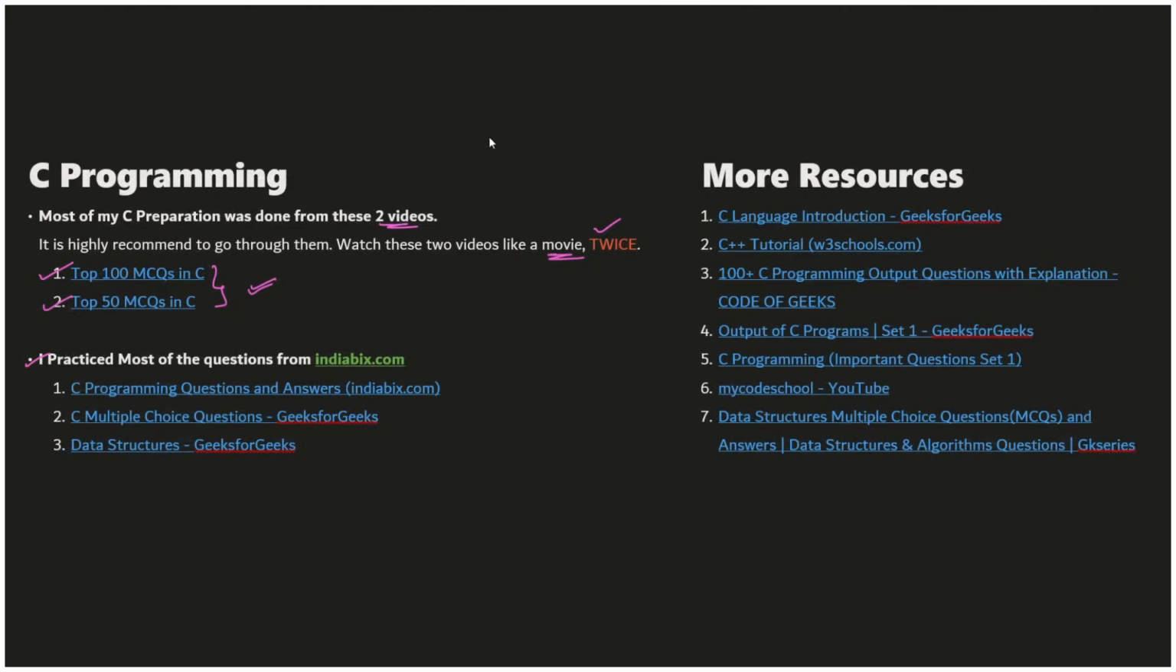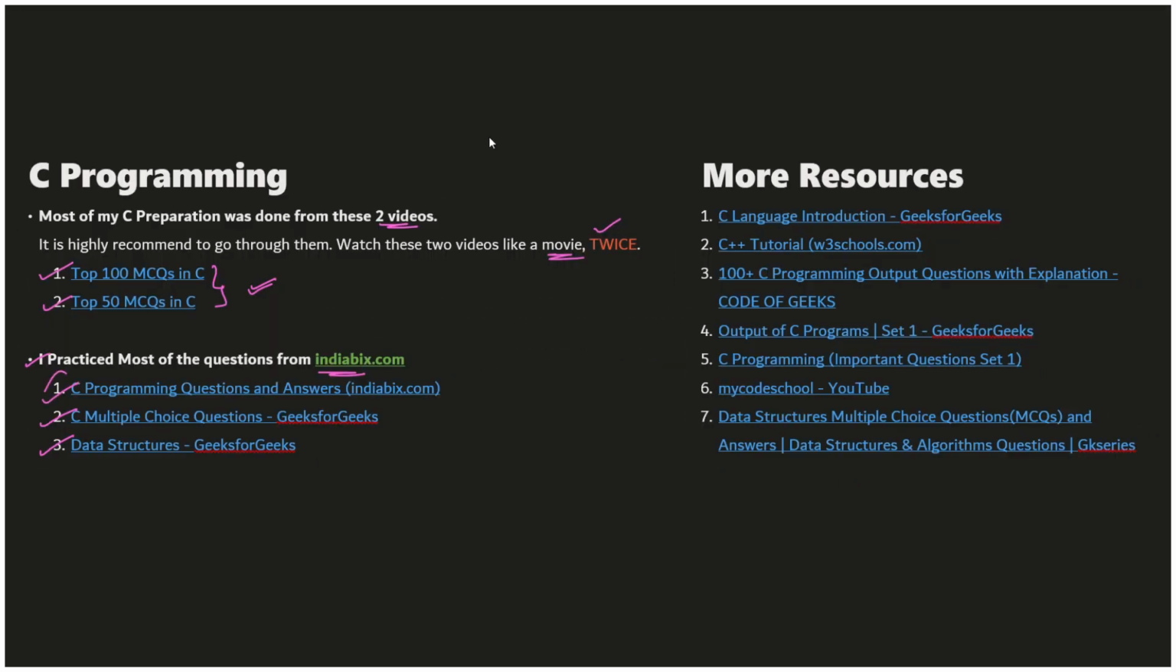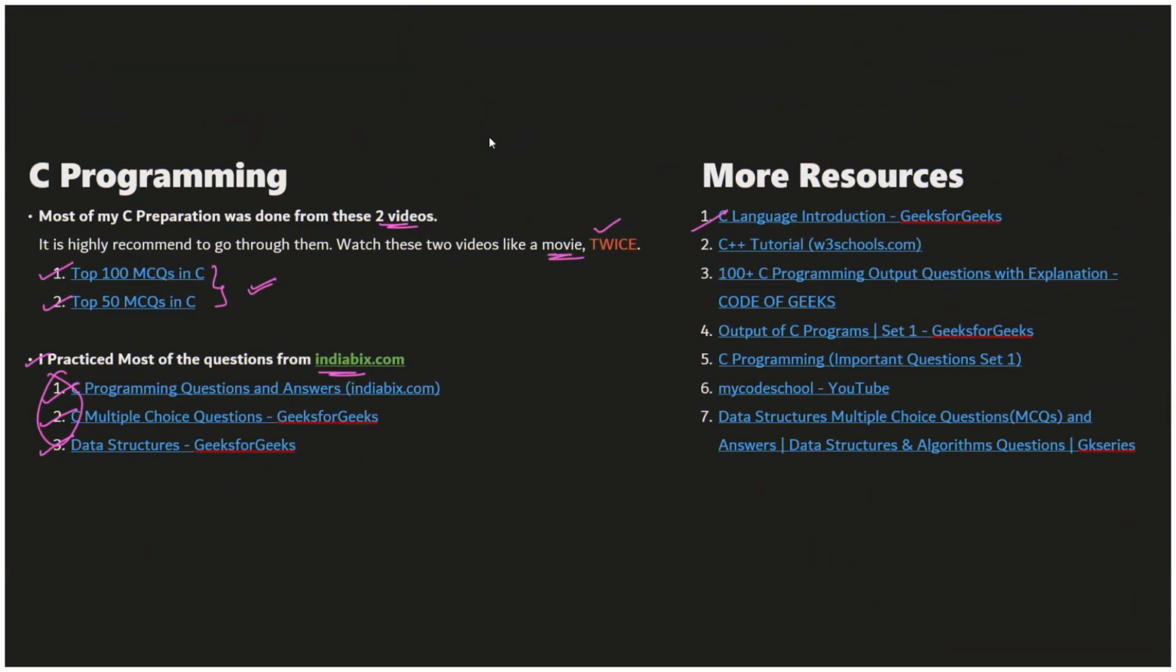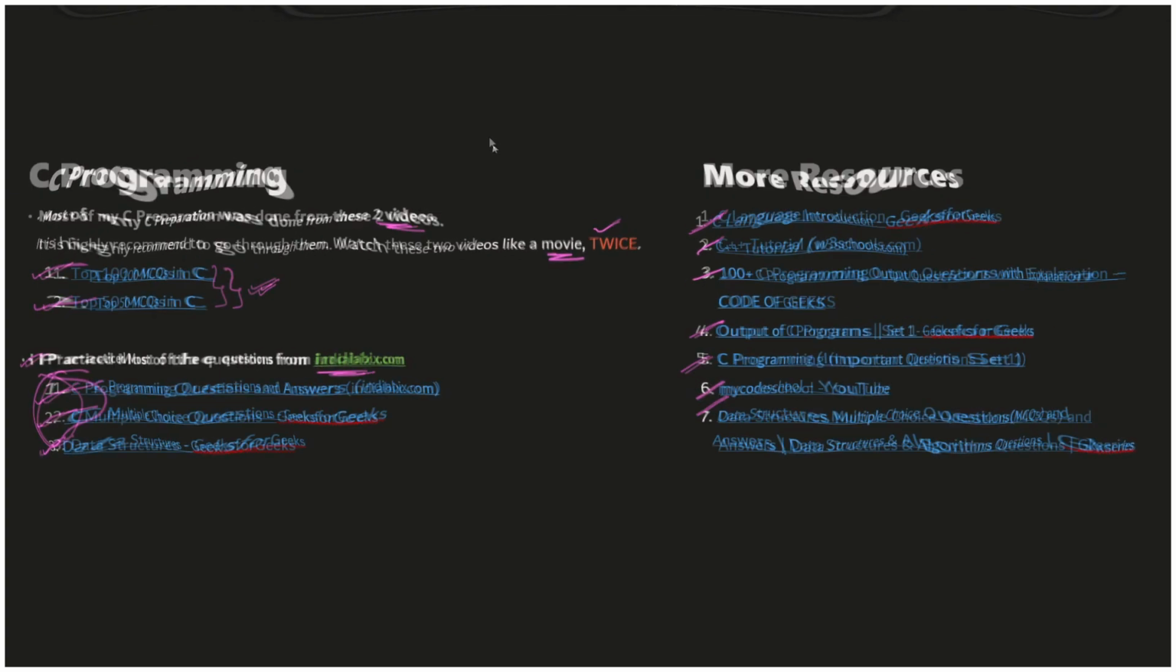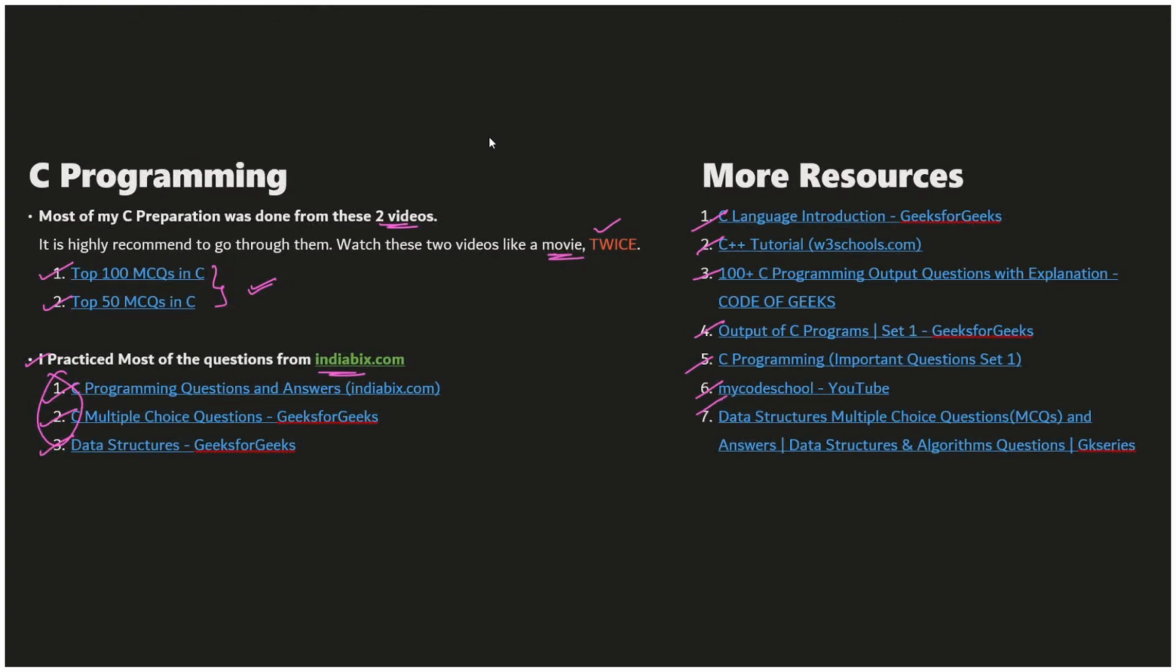For my practice, I did questions from Inyabix, like I said, and also used Geeks for Geeks for multiple choice questions and data structures. These three resources would be sufficient for the C programming practice. And there are more resources you can use from Geeks for Geeks, W3 Schools, and others available online. If you have time, you can do this. Otherwise, I'd suggest you to just watch these two videos first, then solve some questions in Inyabix and Geeks for Geeks. That should be sufficient.